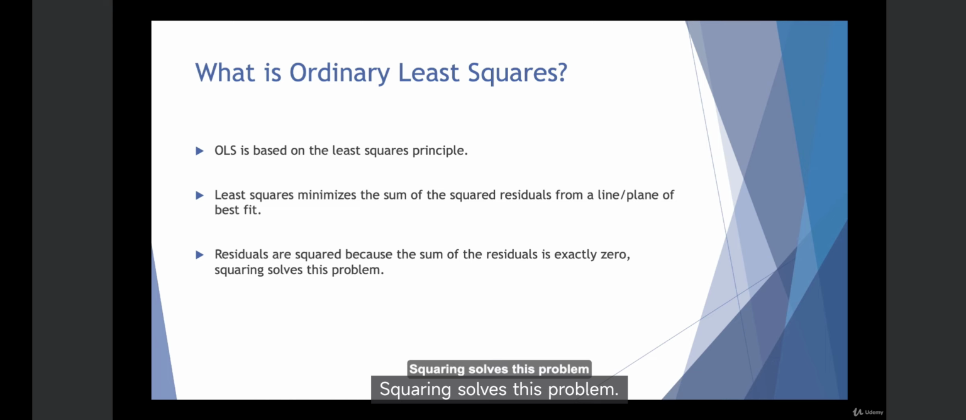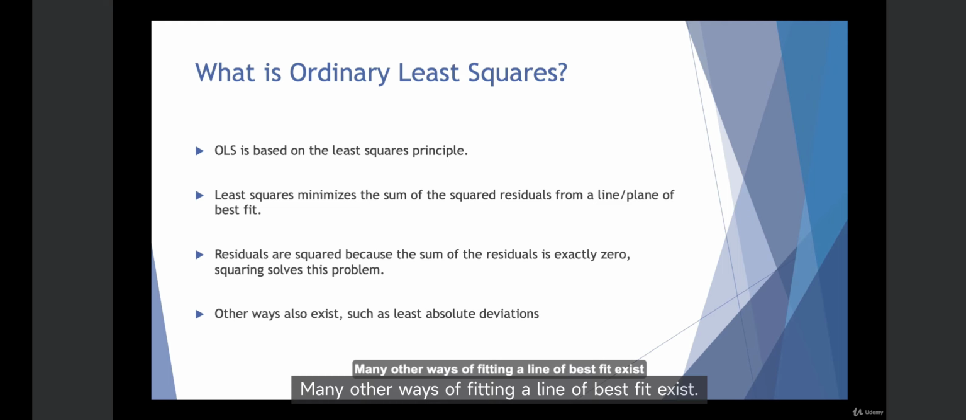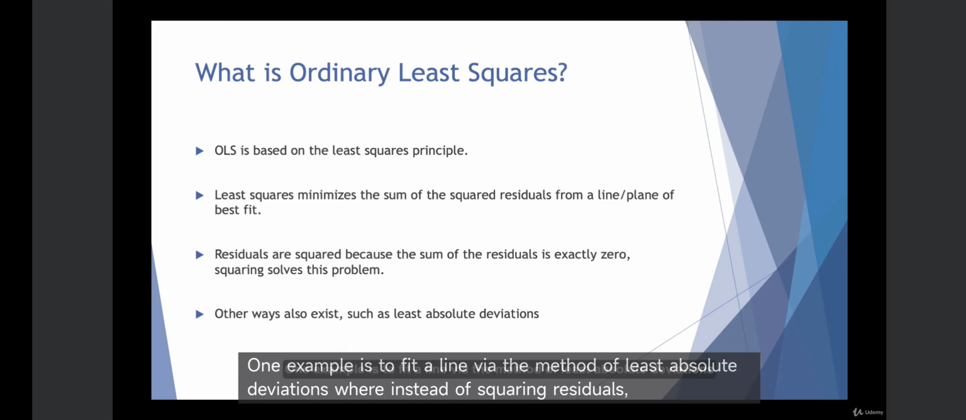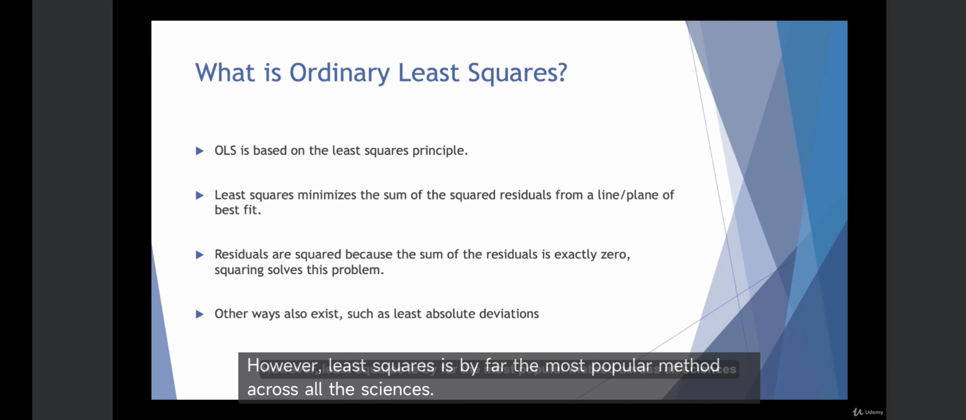Squaring solves this problem. Many other ways of fitting a line of best fit exist. One example is to fit a line via the method of least absolute deviations, where instead of squaring residuals, the absolute value of them is taken. In other words, negatives are turned positive. However, least squares is by far the most popular method across all the sciences.